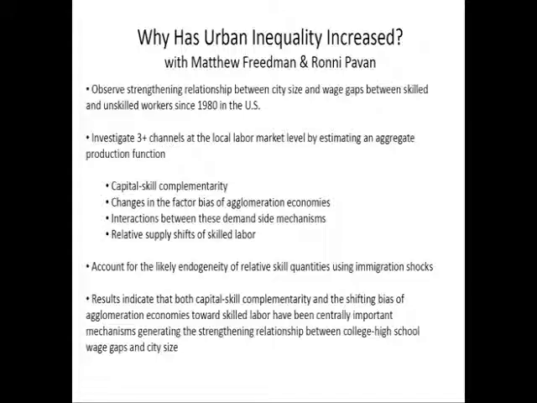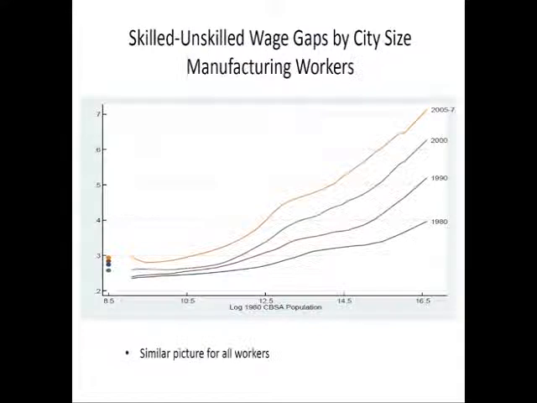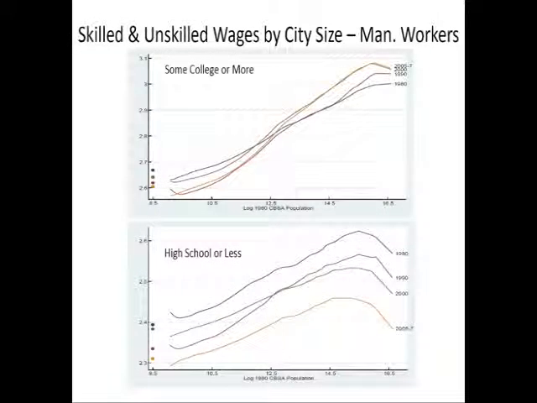But in doing that, we need some source of identifying variation, and we need a little bit of theory to help us understand why local labor markets are so important. I'm going to show you some evidence that capital and skilled individuals are complements in production, but on top of that, agglomeration economies have become more biased towards skilled individuals. This is just some motivating data here: over time you see an increasingly strong relationship between city size and the wage premium between skilled and unskilled individuals. And indeed, this is driven by high-skilled people.